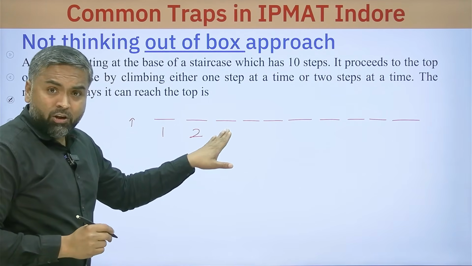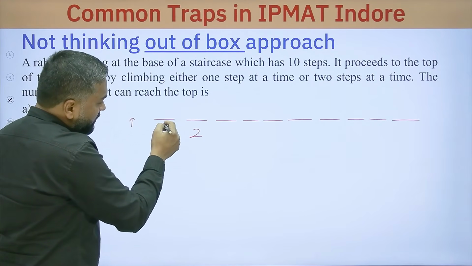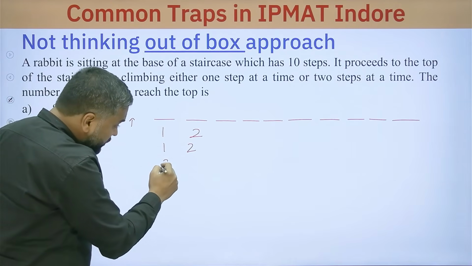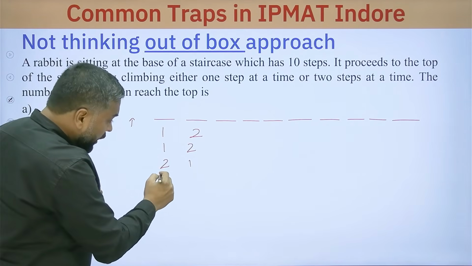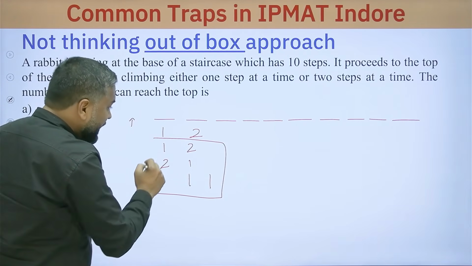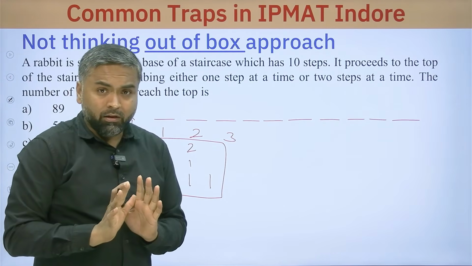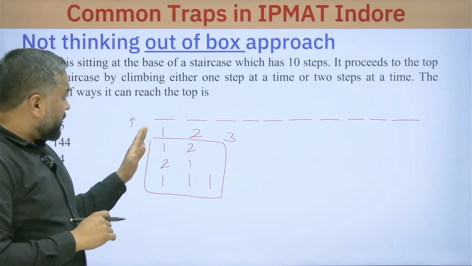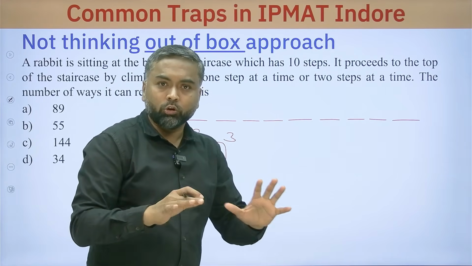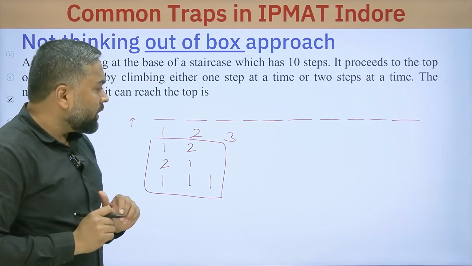In how many ways can the rabbit reach here? You can take 1 step and then 2 steps, or take 2 steps first and then 1 step, or take 1 step, 1 step and 1 step. So there are 3 ways of reaching the third step, right? Now, don't go counting 1, 2, 3, 4, 5, 6, 7, 8, 9, 10. That is stupid, right? You shouldn't be doing this.